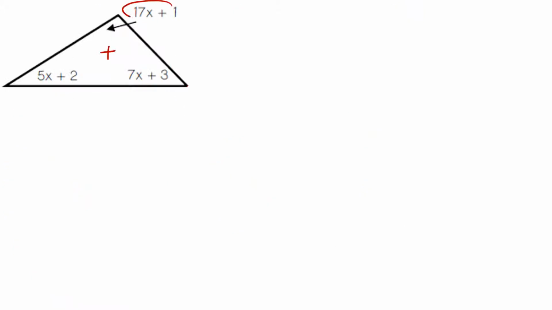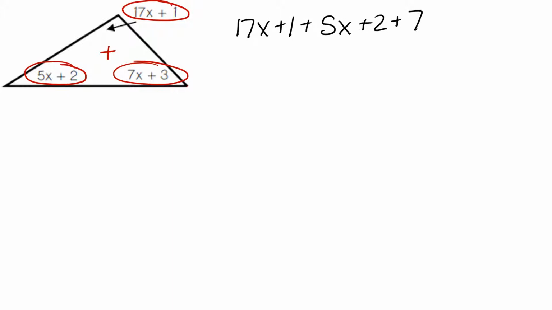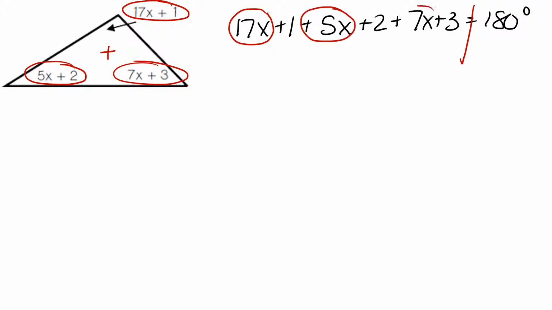For our triangle, we're going to add the 17x plus 1 plus the 5x plus 2 plus the 7x plus 3. When we add all of the angles together, we make them equal to 180 degrees. When we go to combine our like terms, 17 plus 5 plus 7 all have the x variable, and so we can combine those, 17 plus 5 plus 7, to give us 29x. We can also combine our standard numbers, 1 plus 2 plus 3, to give us 6.